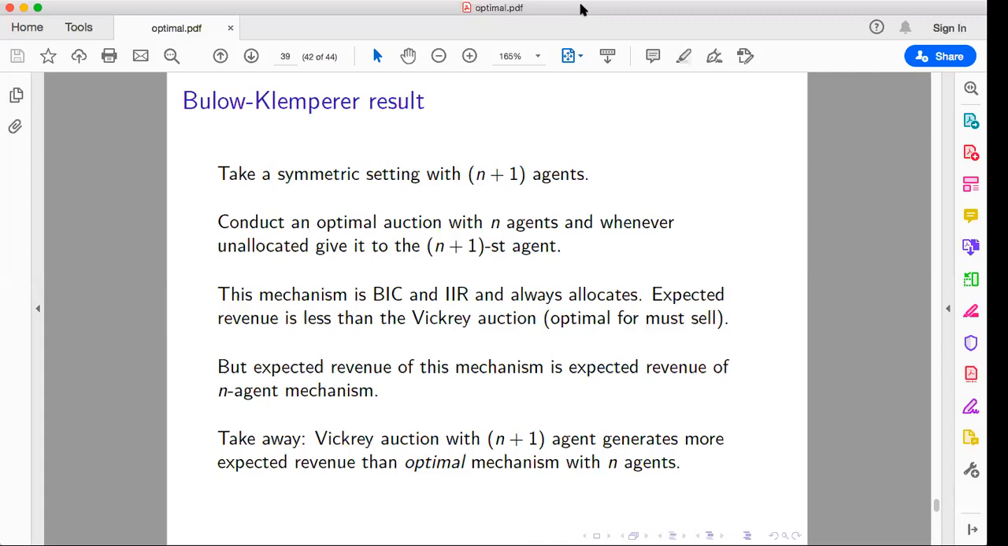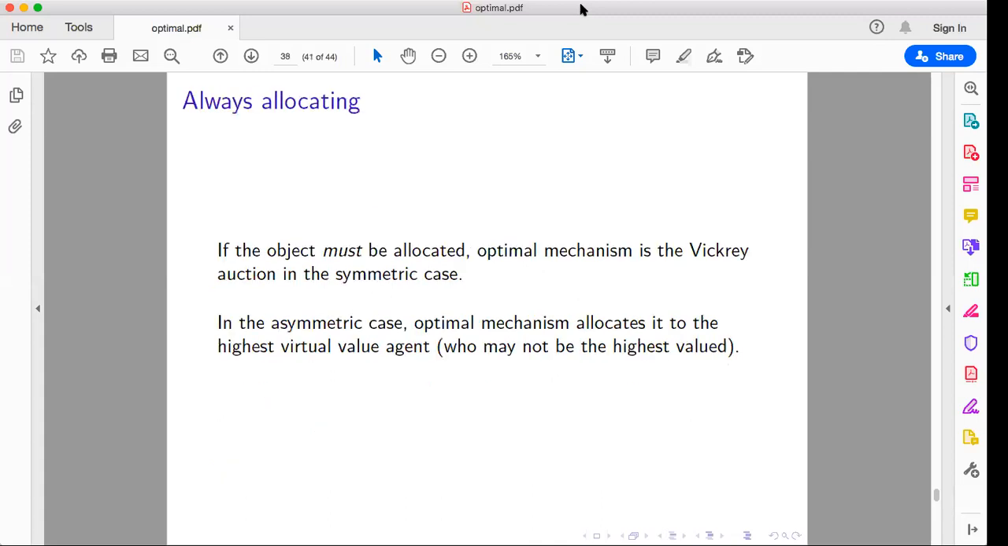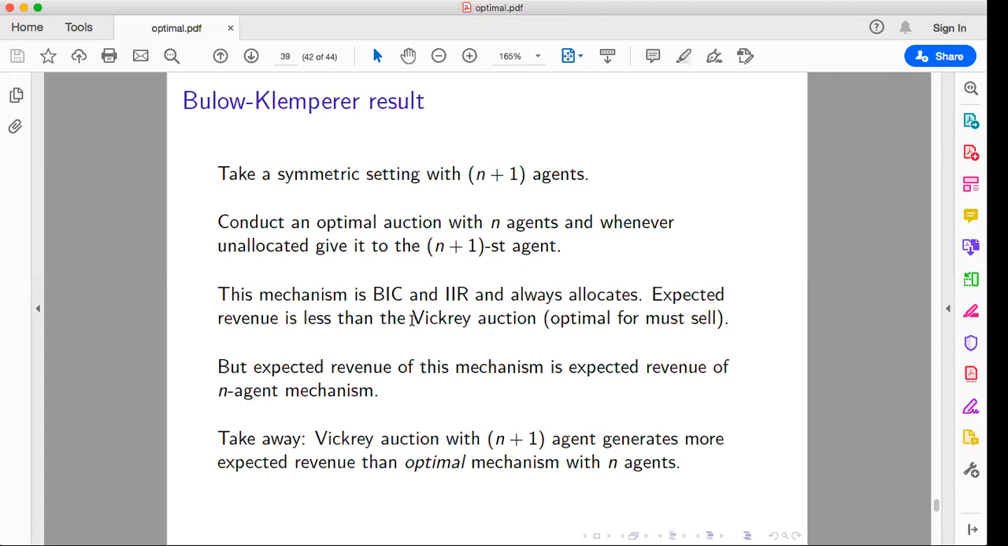But here the advantage is that I'm going to always allocate the object to one of the agents in the n plus 1 agent economy. And hence I can use this result to make the claim that the expected revenue of this mechanism is lower than the Vickrey auction for n plus 1 agents.